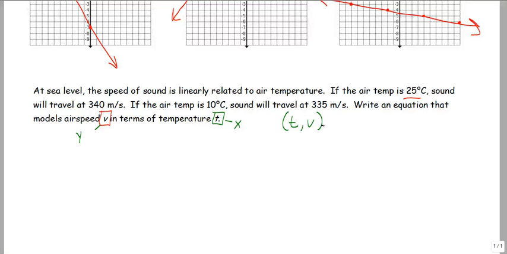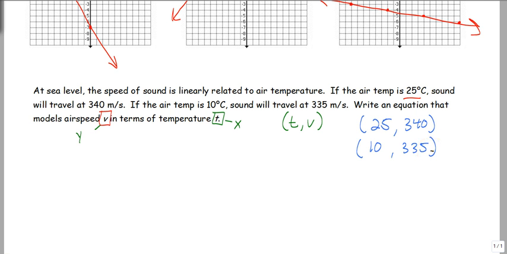So whenever you have a problem like this, we're doing linear equations here. This whole chapter is about linear equations. Well, you need points to get a slope and to go get an equation. Luckily, I give you 2 points. The first point I give you is the temperature is 25 degrees and the velocity of the air is 340. The other point I give you is that when the temperature drops to 10, the velocity drops to 335.